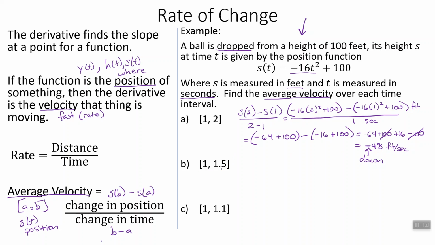All right, now if we make our interval a little bit smaller, we would do s of 1.5 minus s of 1 over 1.5 minus 1. And we could work that out just like before. Same thing here. From 1 to 1.1, we would do s of 1.1 minus s of 1 over 1.1 minus 1. And as this interval gets smaller and smaller, we get closer and closer to the rate of change at exactly 1, which is the derivative at exactly 1. So let's look at that.